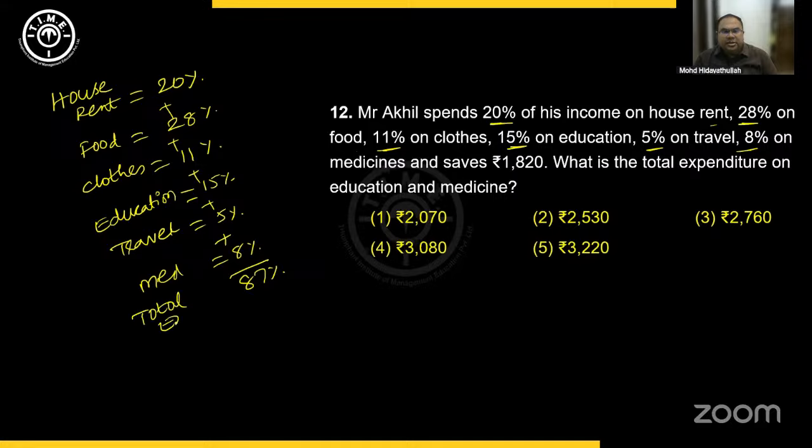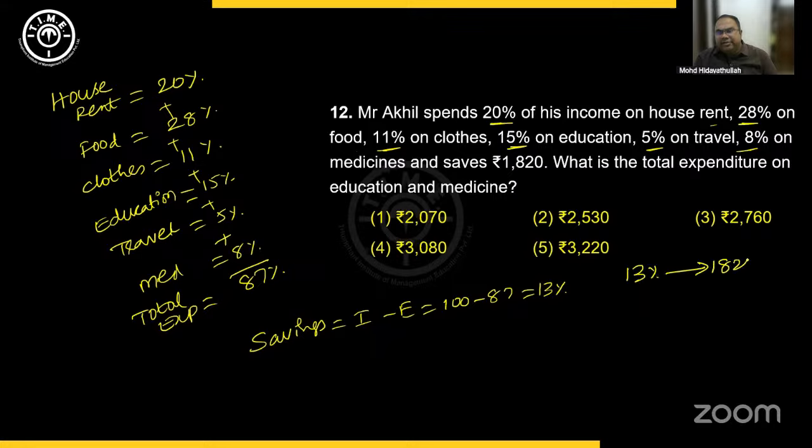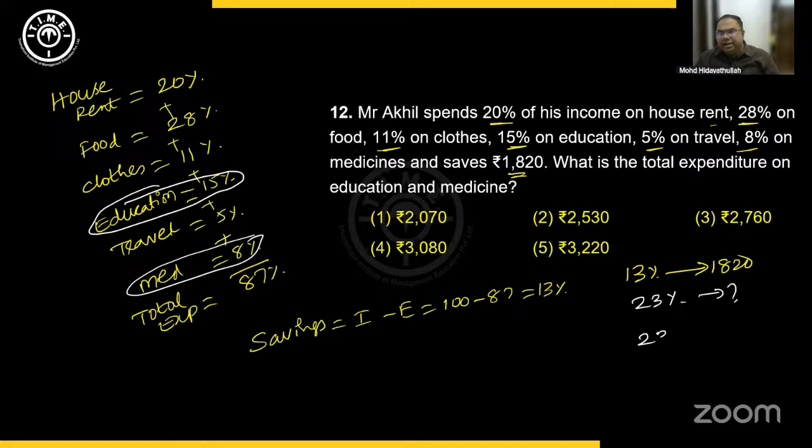If I add all this, so what are his savings? Income minus expenditure. Income will be 100%. 100 minus 87, it has to be 13%. This 13% value is 1820. That is given in the question. He saves 1820, that is 13%. Total expenditure on education and medicine. This is education, 15%, and medicine 8%, 23%. How much? 23 upon 13 into 1820.